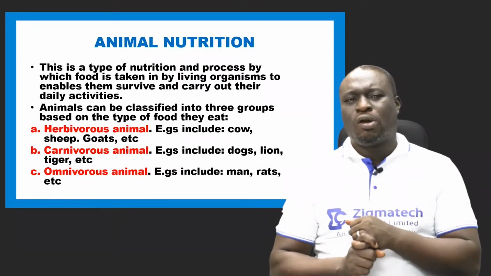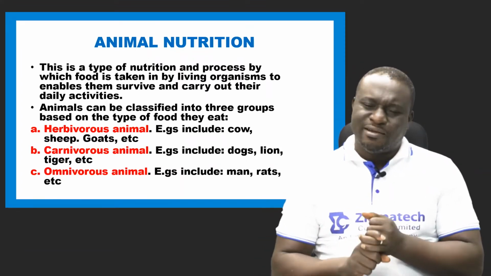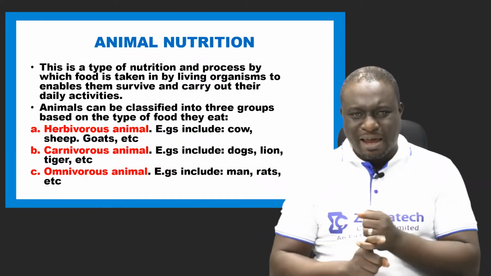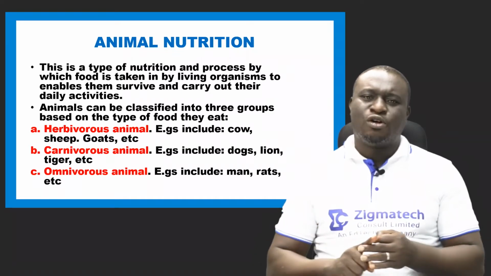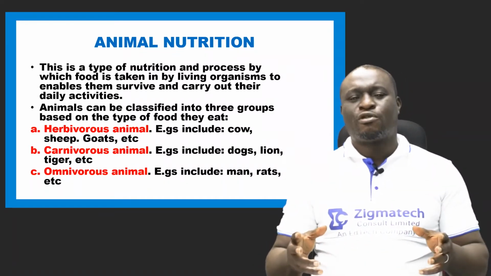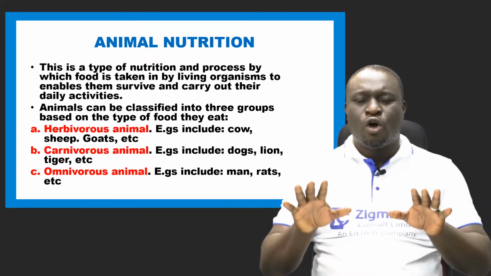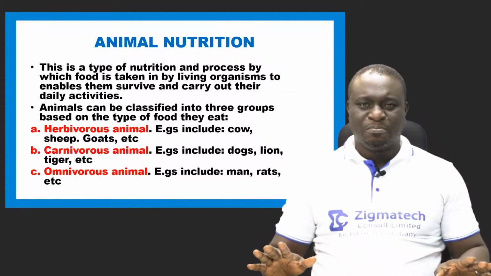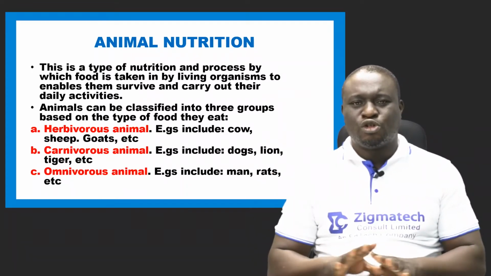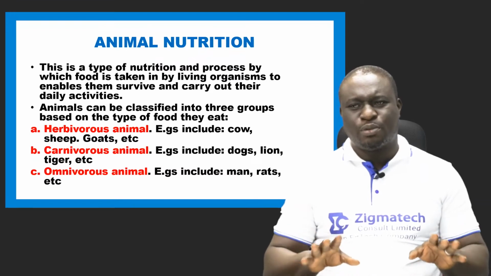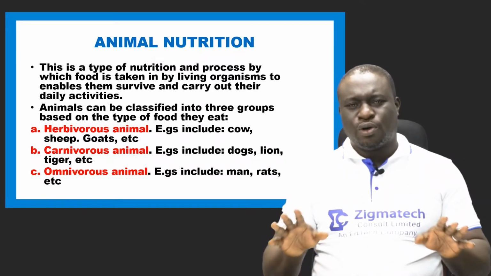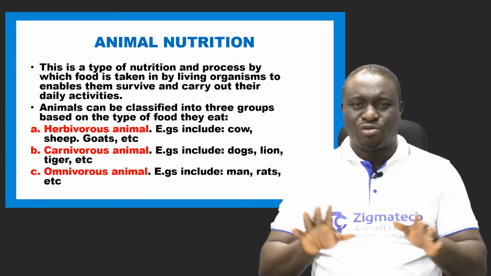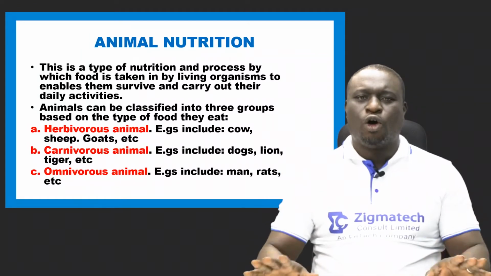Now, we have what we call herbivorous animals, we have carnivorous animals, and then we have omnivorous animals. I repeat, we have herbivorous, carnivorous, and then omnivorous animals. Now, herbivorous animals are animals that feed on plants only. They feed on plants only and directly. Examples include the ruminant animals like the cow, the sheep, the goats, the horse, and so on. These are herbivorous animals, the rabbits. They feed only on plants.